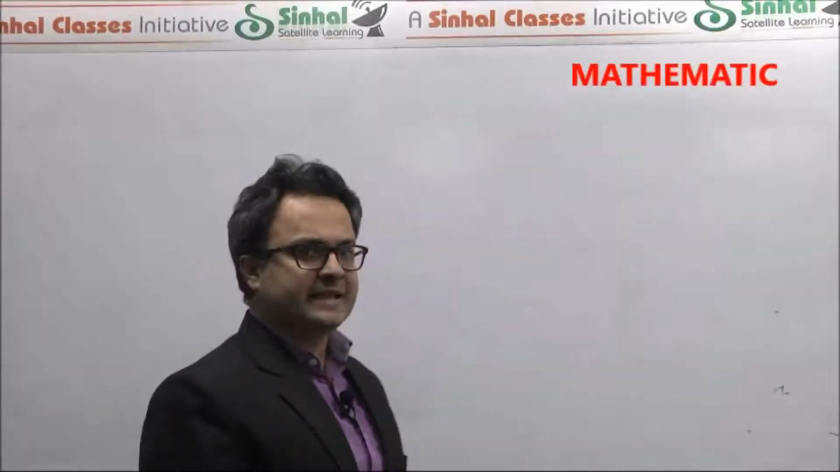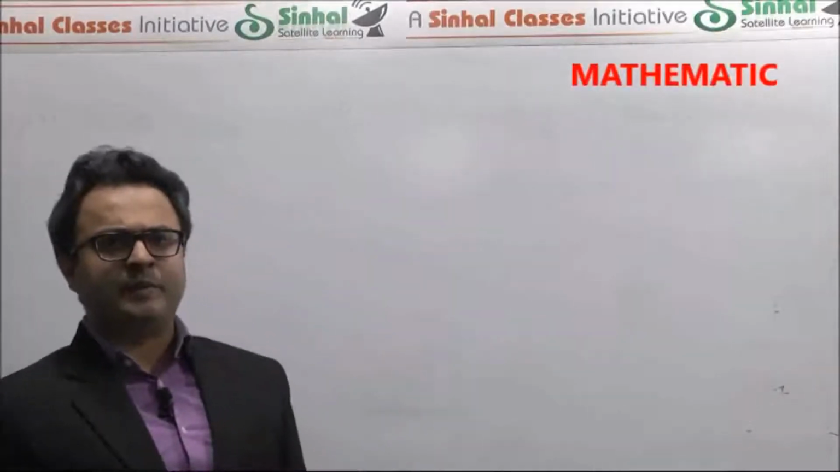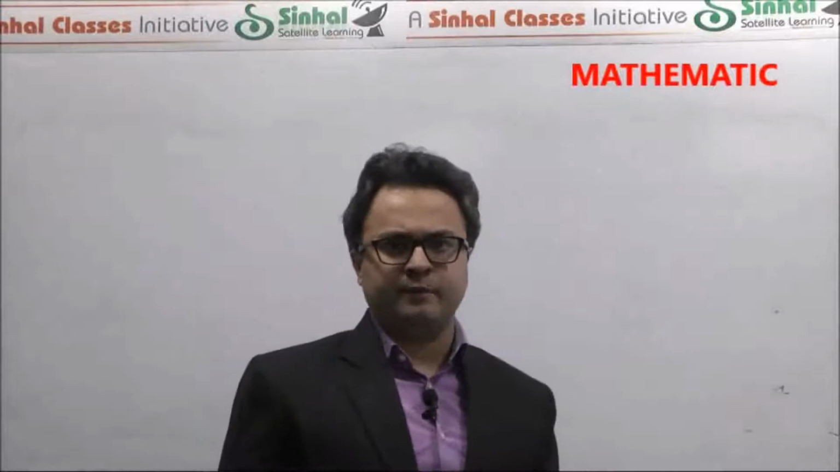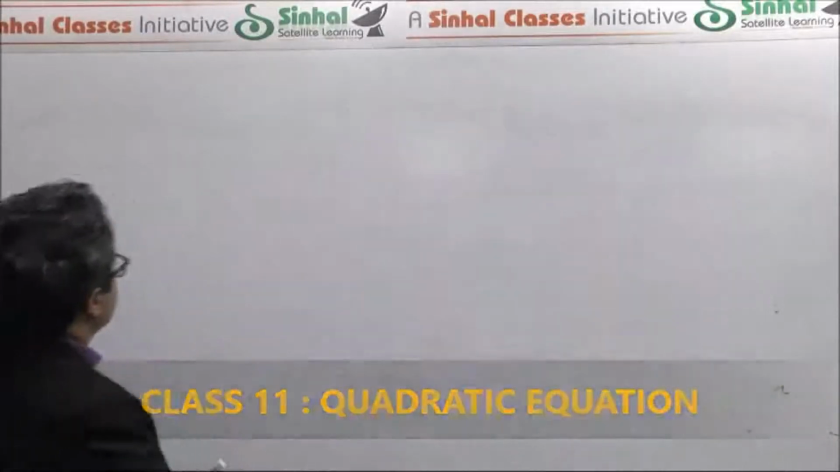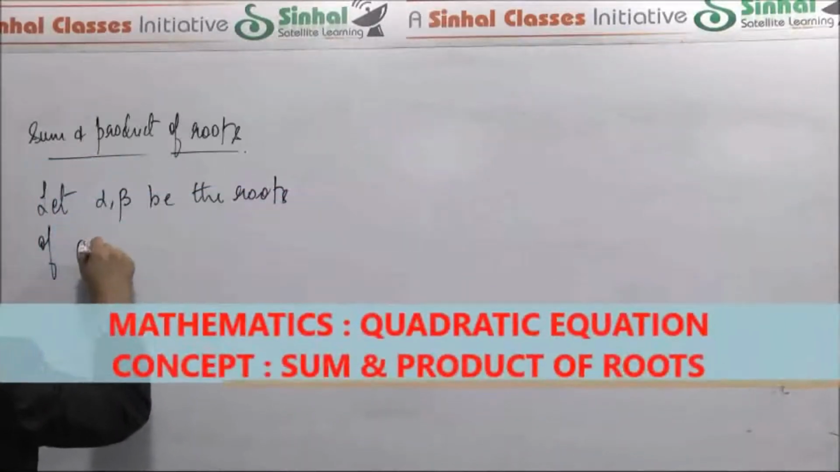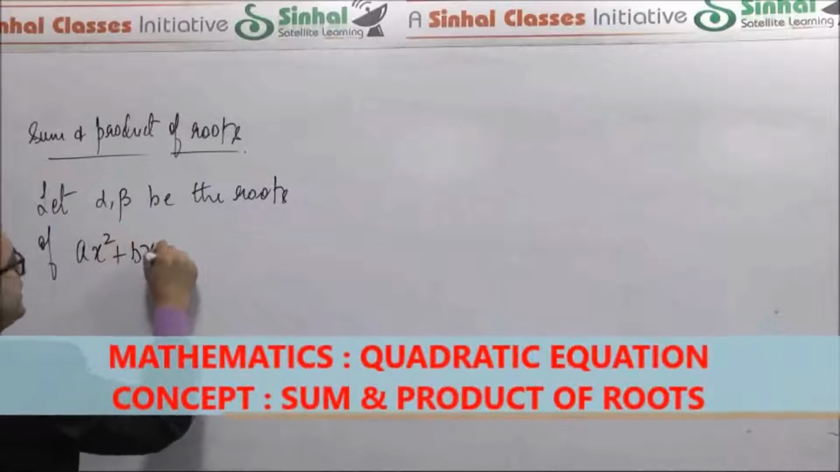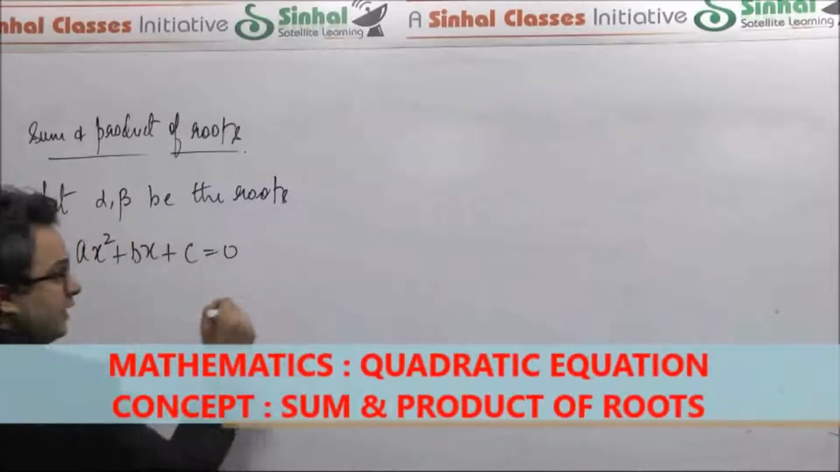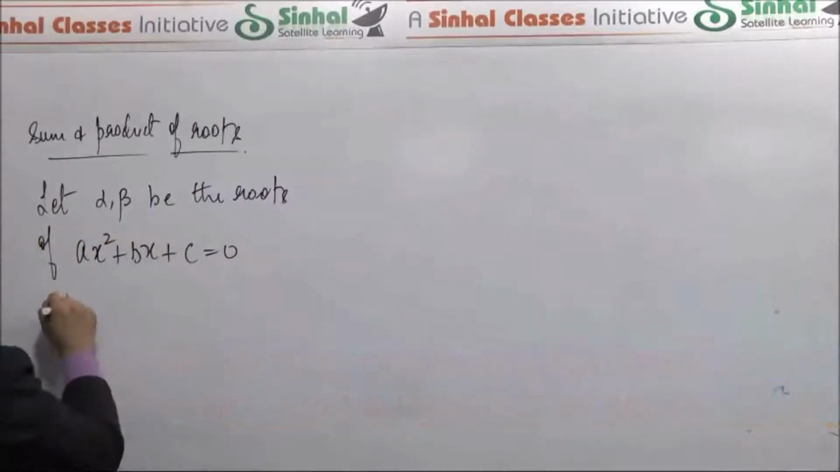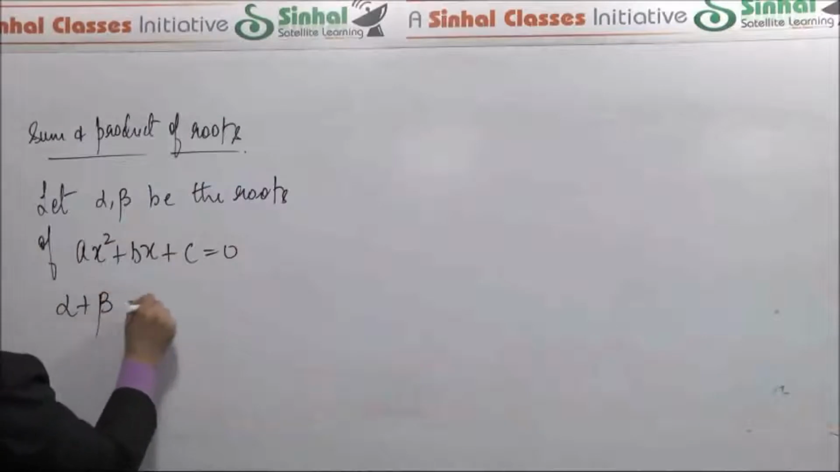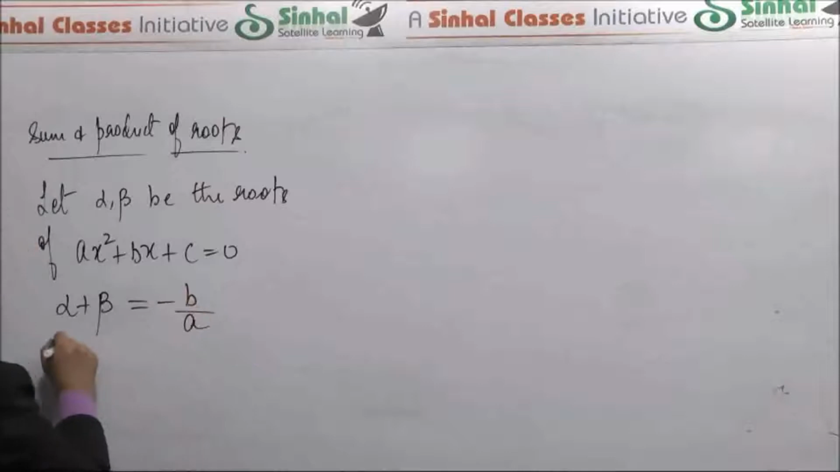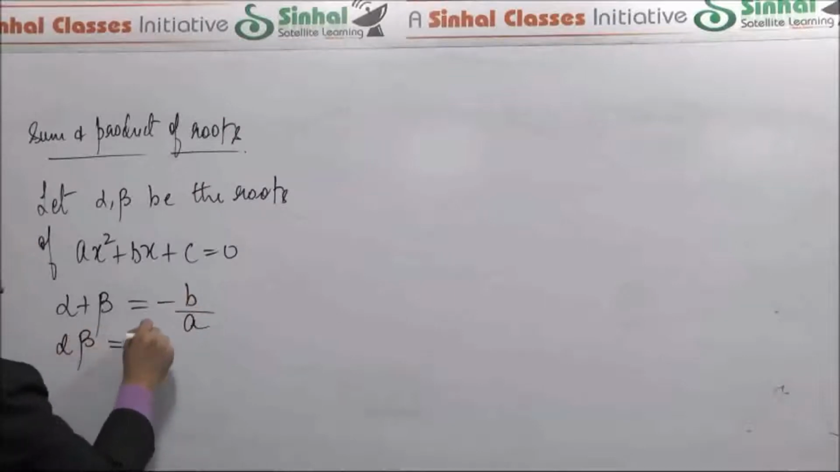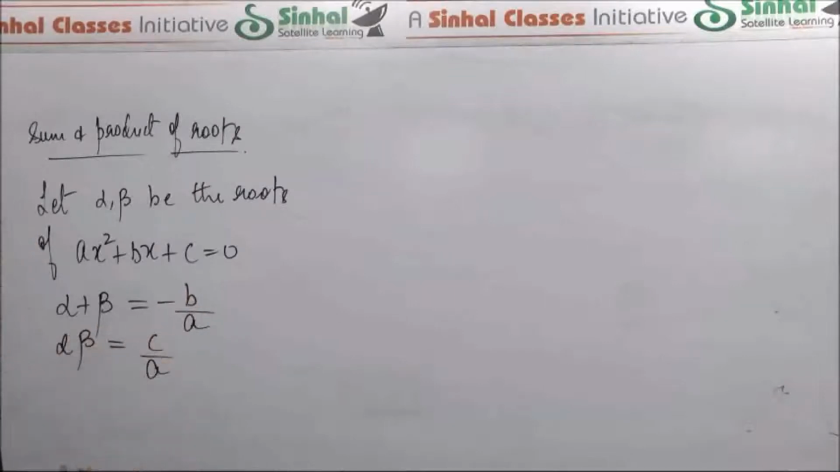Hi, in this second concept in quadratic equations, we'll be looking at a very fundamental but very important concept, which relates to the sum and product of the roots of a quadratic equation. Suppose we have a quadratic equation ax square plus bx plus c equal to 0 and alpha, beta happen to be its roots. It turns out that the sum of the roots, alpha plus beta, will always be equal to minus b by a, and the product of the roots will always be equal to c by a.